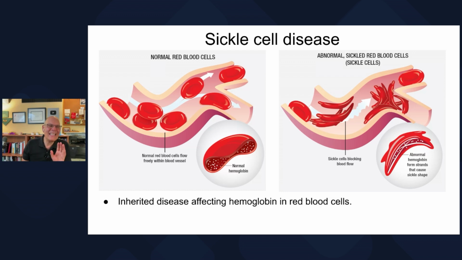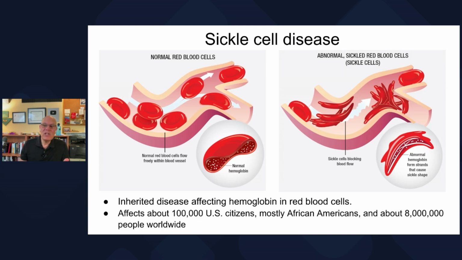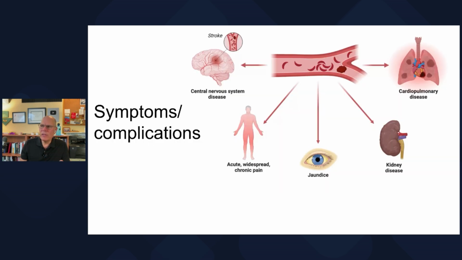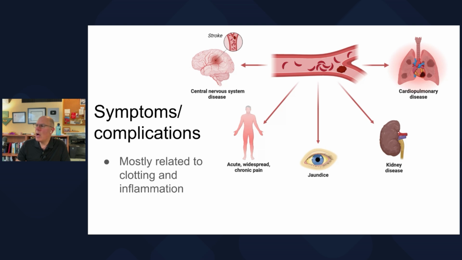So sickle cell disease is an inherited disease that affects hemoglobin in red blood cells. It affects 100,000 US citizens, mostly African Americans, and about 8 million people worldwide. The symptoms, the complications include pretty much every part of the body. So for example, if you've inherited this disease, there are central nervous system problems such as stroke. And most of these problems are related to clotting and inflammation caused by this disease, improper blood clotting and very large degrees of inflammation.